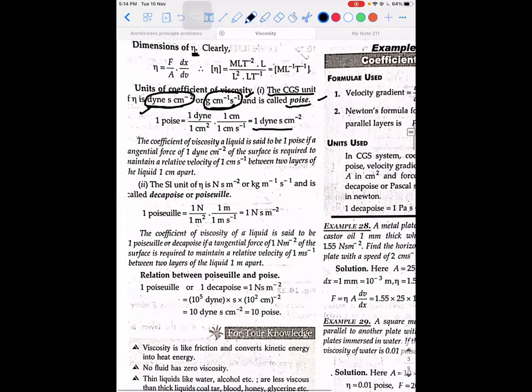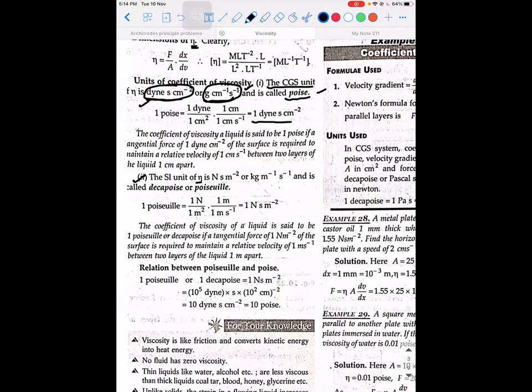Now, what is the SI unit of eta? This I have already shown you. Kilogram meter inverse second inverse, and it is called decapoise, or also poiseuille. Remember, Poiseuille is the name of a scientist. Have that in your mind. So the CGS unit of coefficient of viscosity is poise, and the SI unit is called decapoise or poiseuille. Deca means 10. Okay, you write it down. I'll tell you why it is called decapoise.